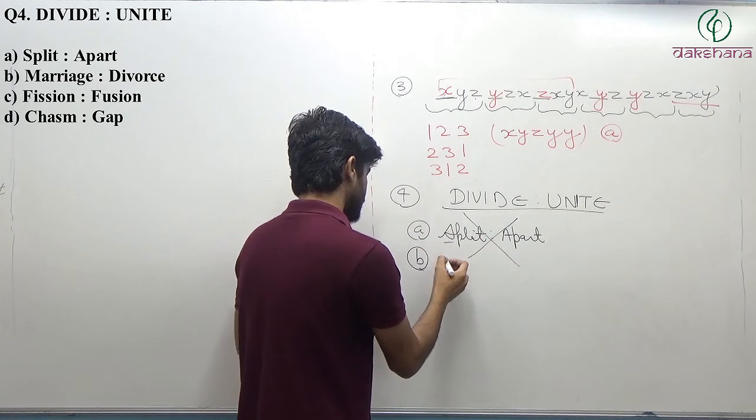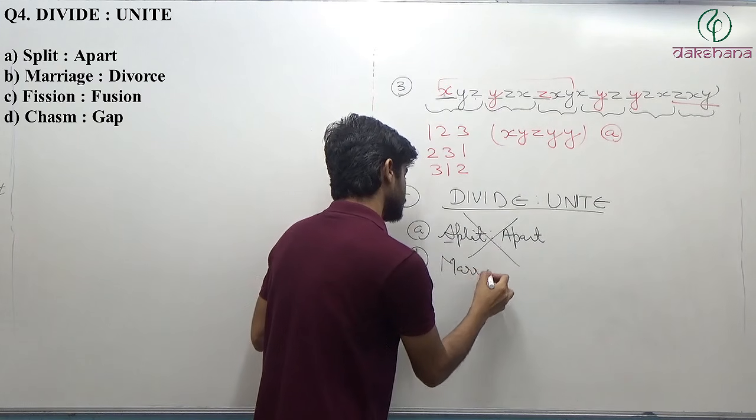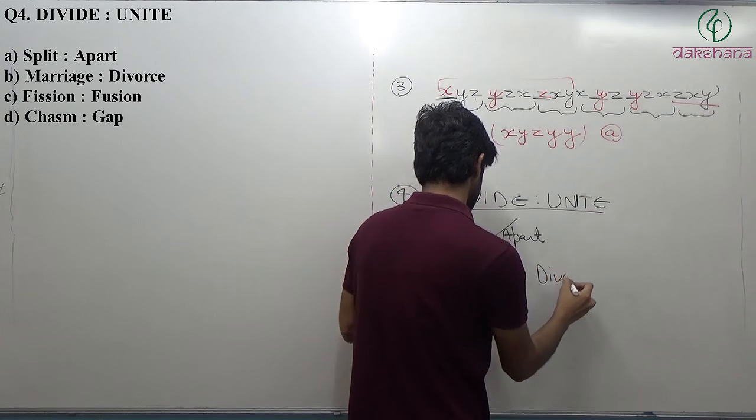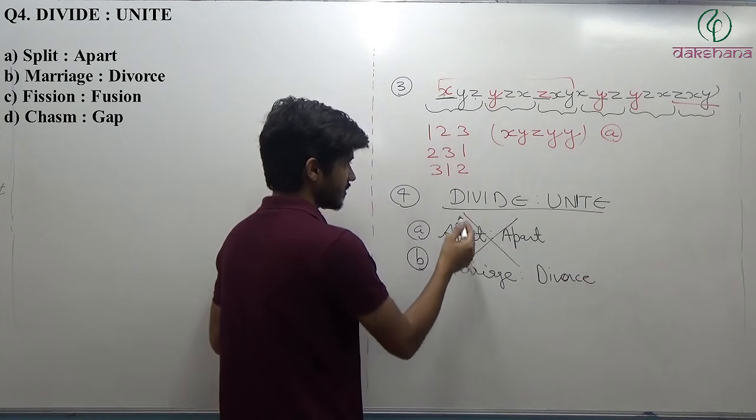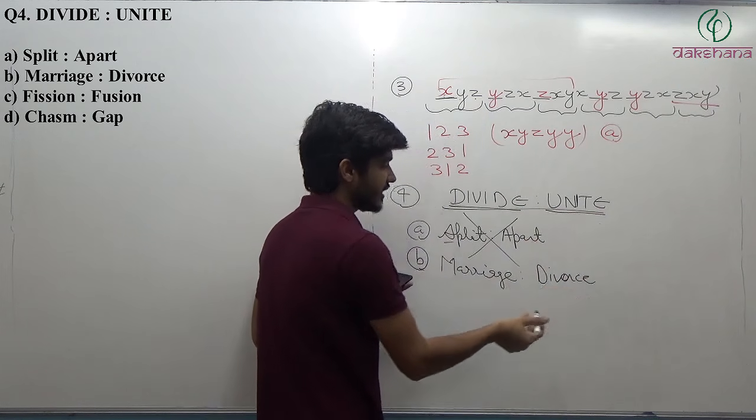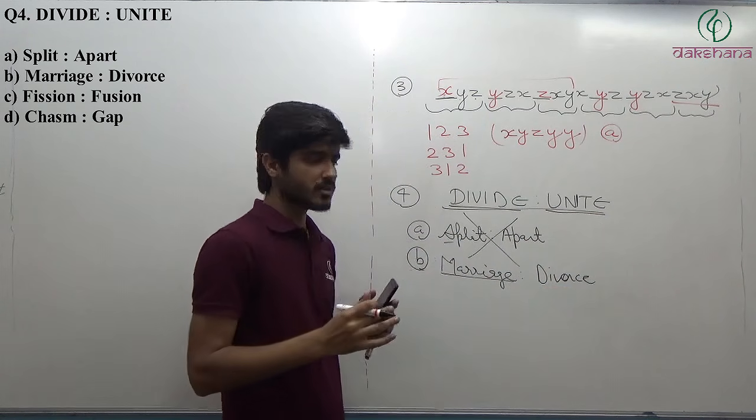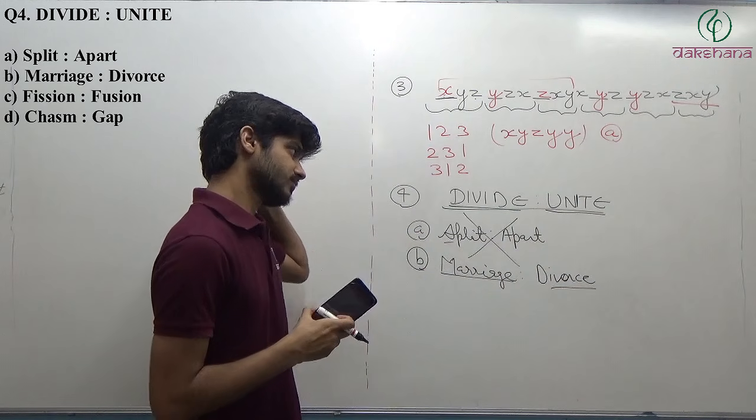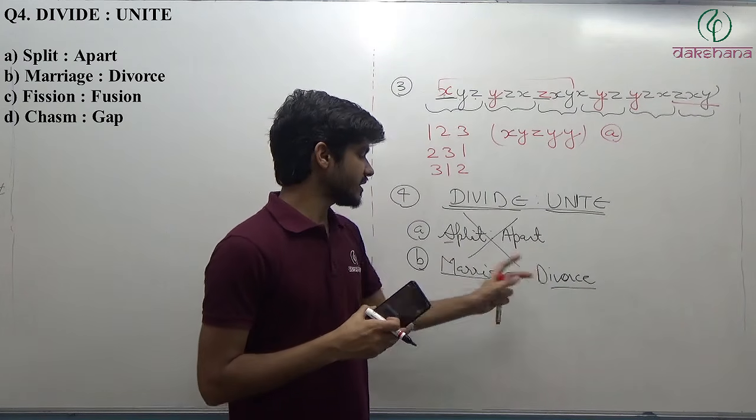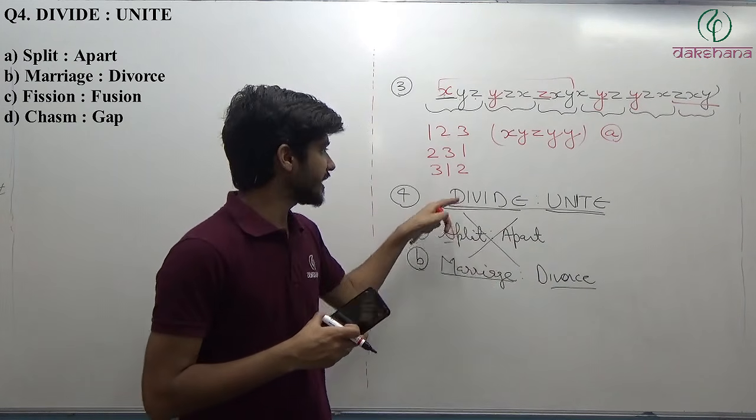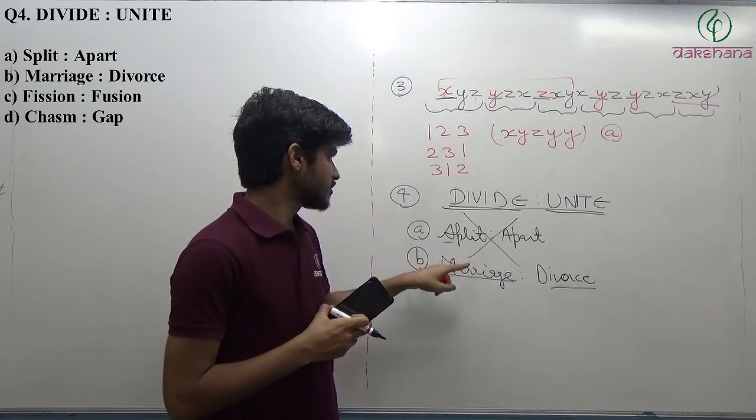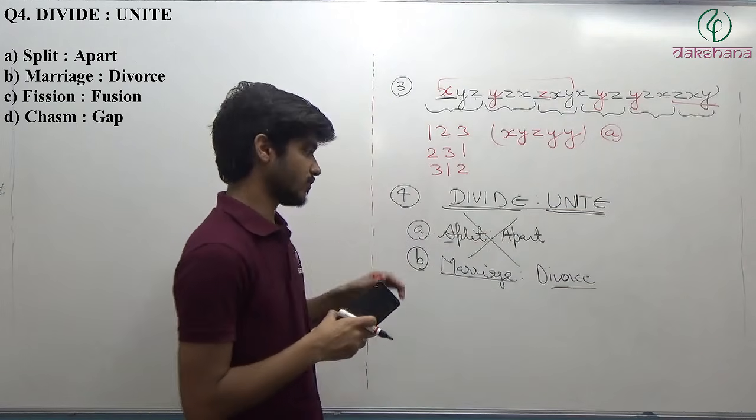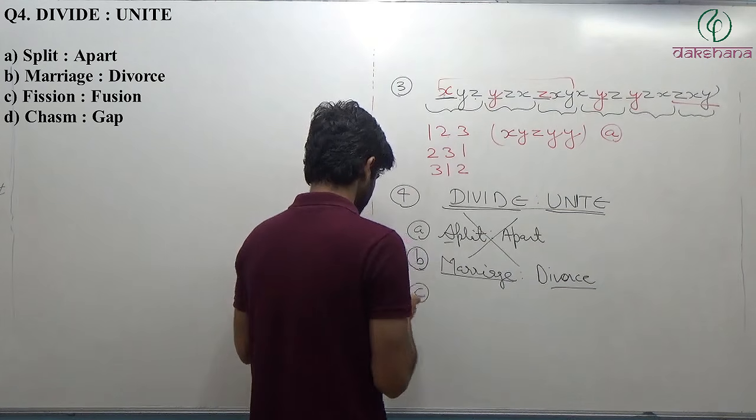Then option number B is marriage, and you have divorce. See, first we are dividing, then we are uniting. Marriage is like bringing two people together, and divorce is then again on their way back. So this is exactly the reverse of what we are looking for, right? It has to be divide, then unite. So divorce then marriage would work. Marriage first then divorce? No. C.